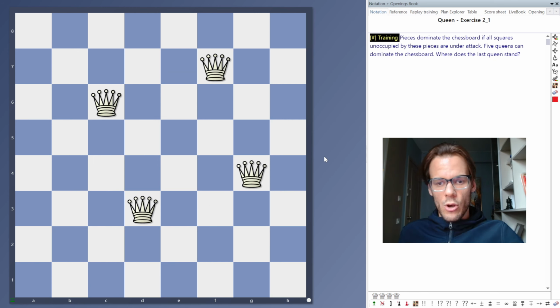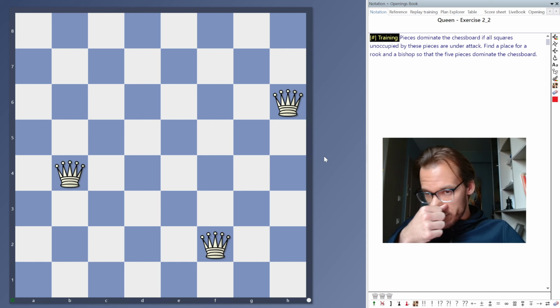Next, let's dominate the chessboard. Four queens are already on the board. You have to find out where the last queen stands, so that all the squares are under attack. Okay, and here is the answer. The last queen should be on e5.